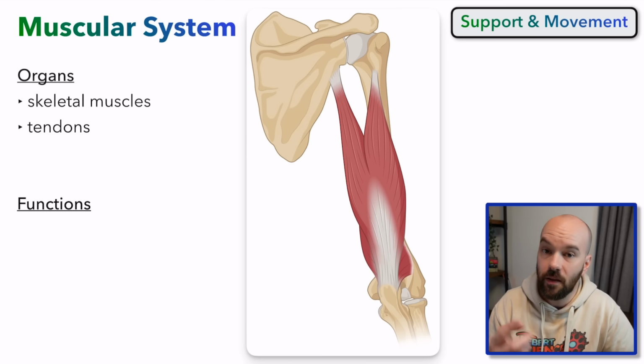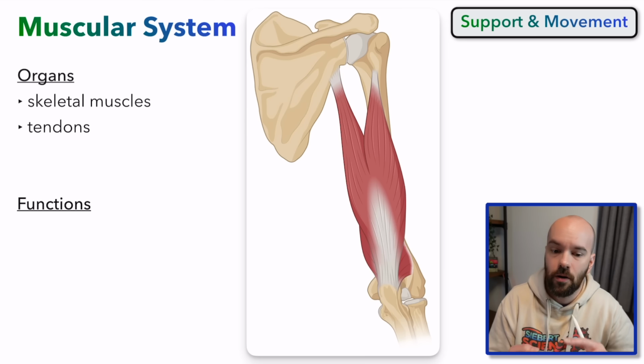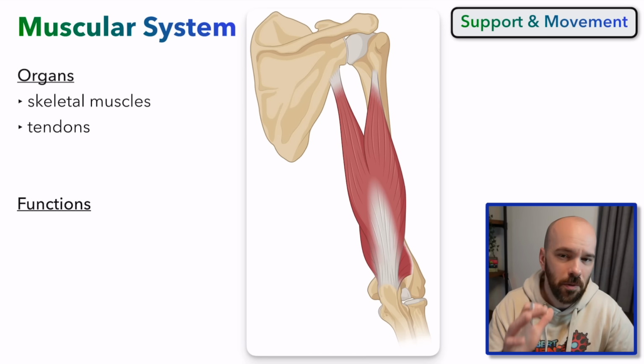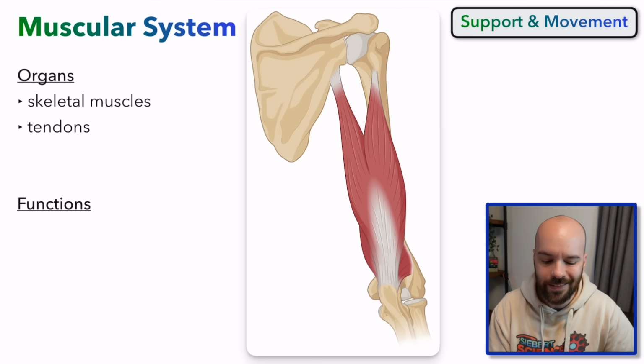Notice I didn't say the other two types of muscles, which are cardiac muscle. That'll be more the cardiovascular system. That's the muscle in our heart, as well as smooth muscle. We have that in our cardiovascular system around our blood vessels. We also have smooth muscle in our digestive tract to push food along. So really, when we're talking about the muscular system, we're mainly talking about skeletal muscles, the muscles that move our skeleton, move our bones.